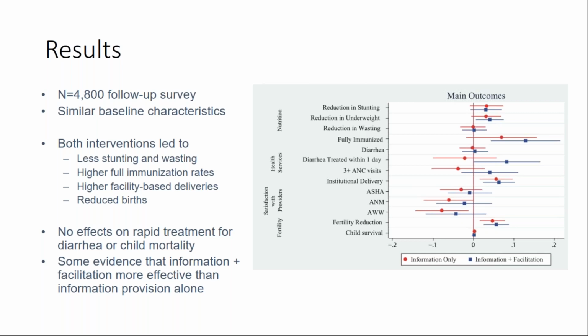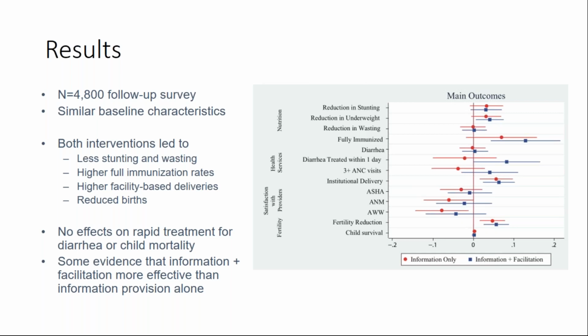And just to keep in mind, that's relative to a mean of about 50% in the control group. So you're seeing a 4 percentage point reduction in stunting off a mean of 50%. So it's a sizable reduction. Same thing with full immunization in the information plus facilitation arm. There's a 13 percentage point increase in the likelihood that children between 12 to 23 months are fully immunized.